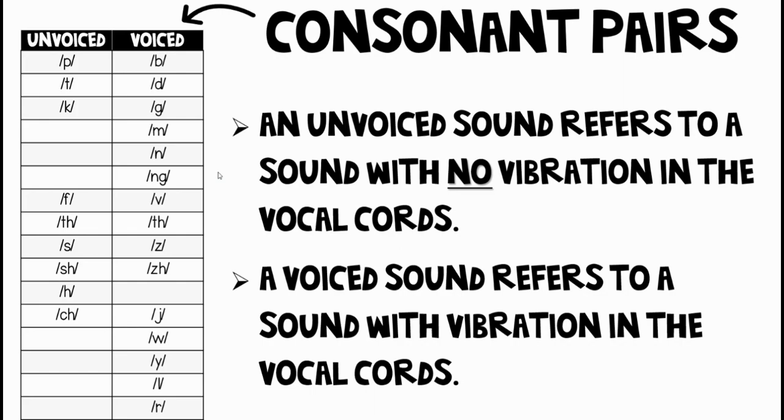So for example, T and D are produced in the same place of the mouth with the tongue in the same position, but the only difference is that T is an unvoiced sound, so you do not feel a vibration, while D is a voiced sound and you will feel that vibration in your vocal cords.